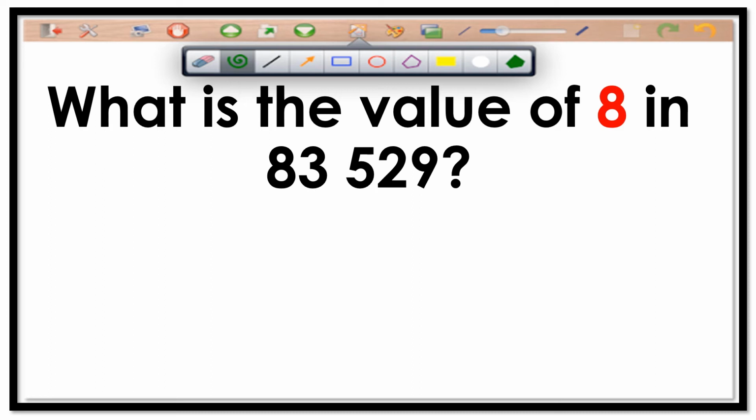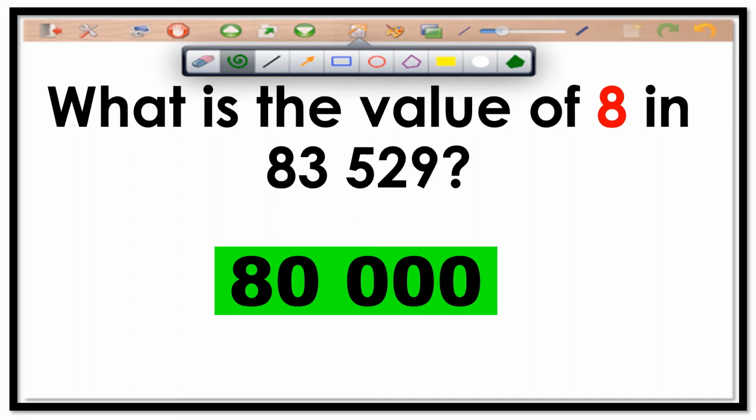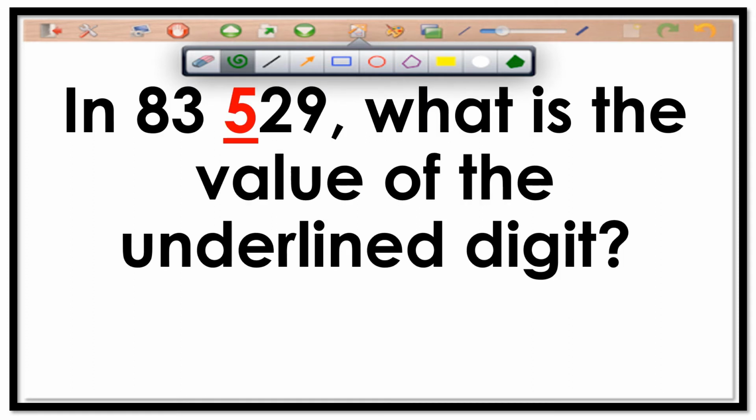Next one. What is the value of 8 in 83,529? Take note, value, halaga. Iba yung place value at iba rin yung value, yung halaga. So, ganun pa rin, magbibilang ka pa rin ng place value para malaman mo rin yung value. Ones, tens, hundreds, thousands, 10,000. So, si 8 ay nasa 10,000 place value. So, the value of 8 is 80,000. Okay?